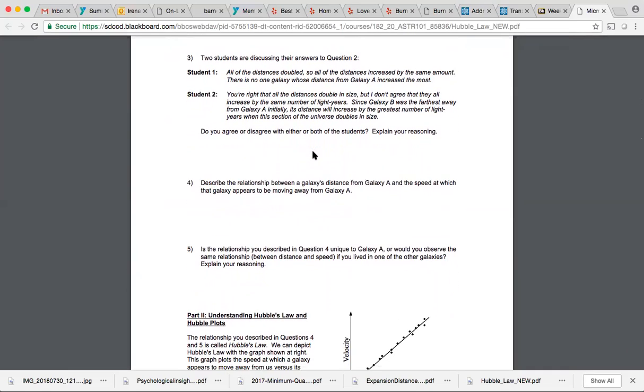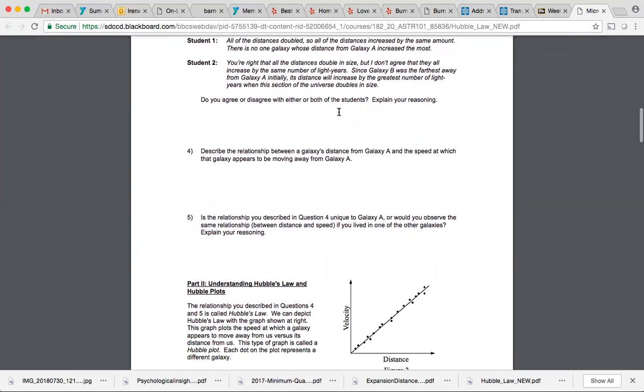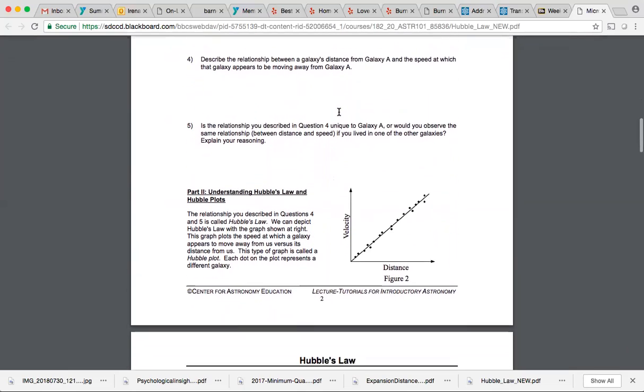So then which student is correct? Student 2 has the most complete answer. Yes, student 2 knows the math, right? So the distance is double in size, but I don't agree. They all increase by the same number of light years. And then he explains what we also reasoned now. Okay, very good. How about question 4?